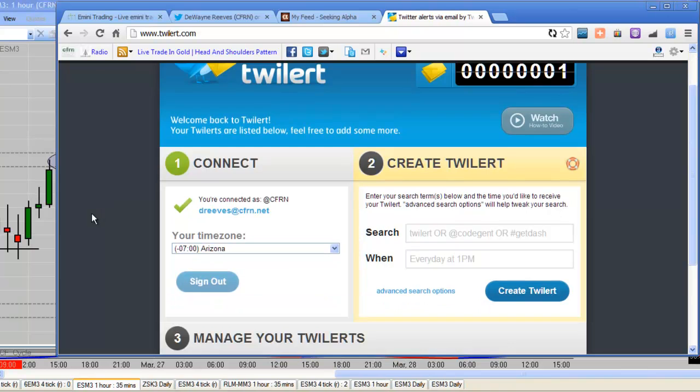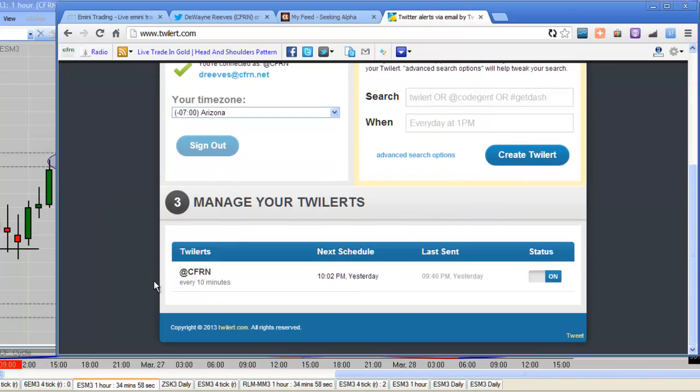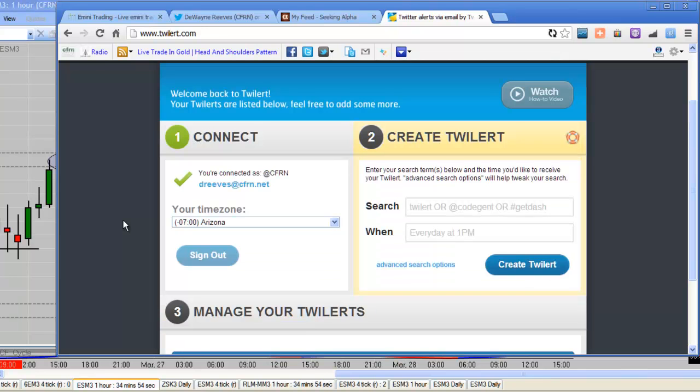Now, see, earlier today, I told the partners, hey, go use this Twilert thing if you want the tweets sent to your email. Now, there's so many ways to get the tweets. You can get them sent as a text message to your smartphone. That's a piece of cake. Twitter will do that for you. I don't know why Twitter doesn't have an app to just send it to your email. It's crazy, but they don't.